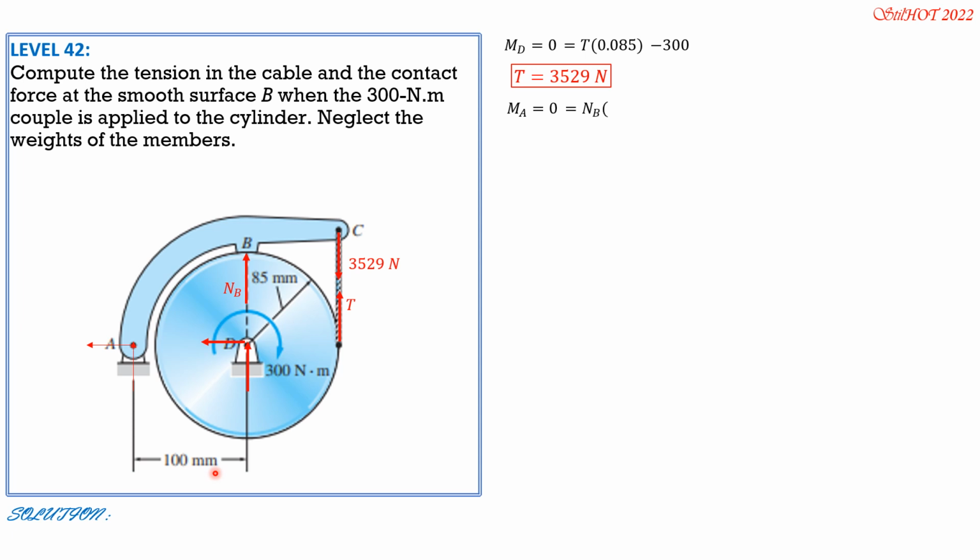100 mm. So it doesn't matter if it is 100 mm because the moment arm of 3529 newtons will also be in mm, which is 85 plus 100, so 185. Minus 3529 times 185. So from there, NB can now be solved. It is equal to 6529 newtons.